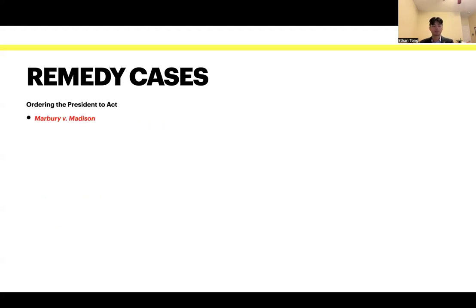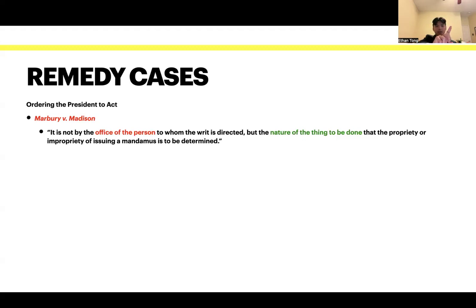So starting with Marbury versus Madison, a very old case, actually the first major landmark case in SCOTUS history. Marbury versus Madison has this quote: "It is not by the office of the person to whom the writ is directed, but the nature of the thing to be done, that the propriety or impropriety of issuing a mandamus is to be determined." Read that quote again. It's not about the status, the office of the person to whom the mandamus or the injunction is being directed. It's about what we're asking him to do that makes it proper or improper to issue a mandamus or an injunction.